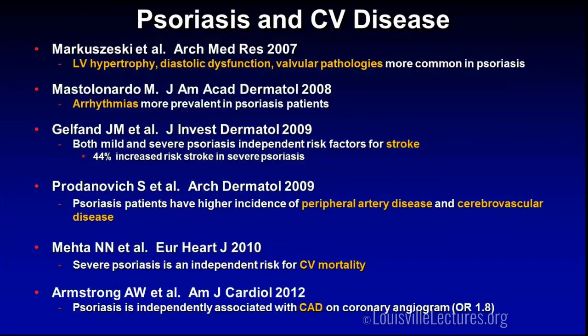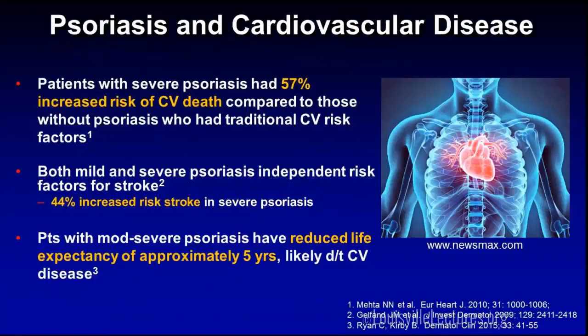Over the next few years, research studies showed an association between a number of cardiovascular pathologies in psoriasis, like valvular pathologies, arrhythmias, stroke, peripheral artery disease, and coronary artery disease, with some of the more striking results being, for example, that patients with severe psoriasis may have as high as a 60% increased risk of cardiovascular death compared to control patients without psoriasis, but who still have other cardiovascular risk factors.